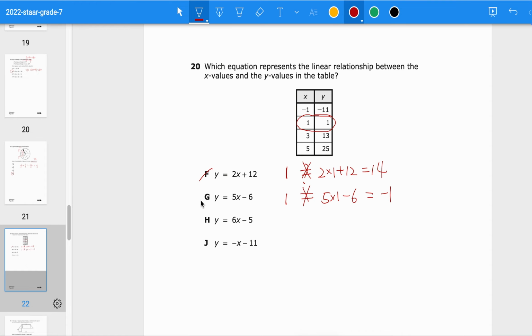And H, y equals 6x minus 5. This is 1 on the left side is y, and 6 multiplied by 1 minus 5, which is also 1. So this one is correct. H is correct. And, well, we can double check if J is correct. 1, and on the left side is -1 minus 11, which is -12. So this is not right. So H is the correct answer.